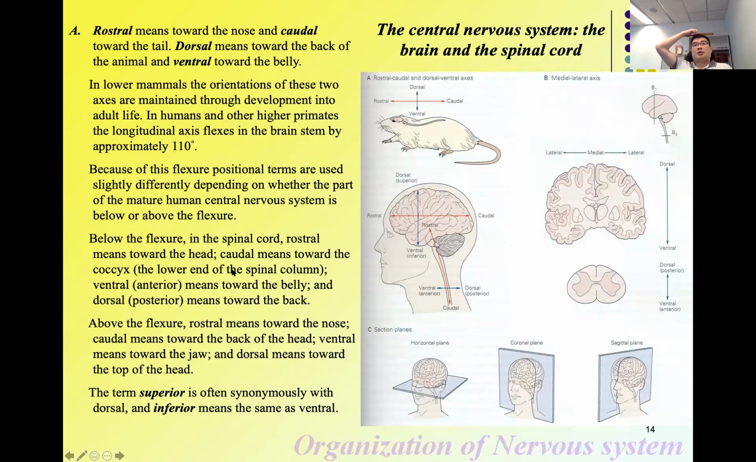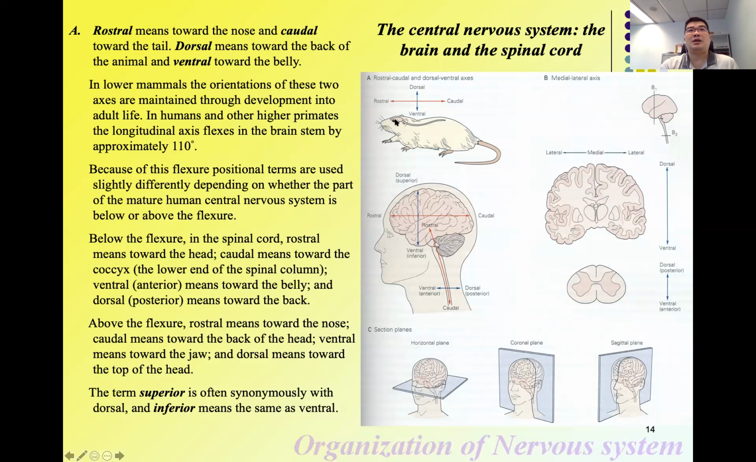So just to talk a little bit about the organization, how we describe the different parts of the brain. Some of the nomenclature of it. So for example, rostral, caudal, dorsal, and ventral. One of you talked about the dorsal root ganglia. That's how we talk about it. So what does it mean?